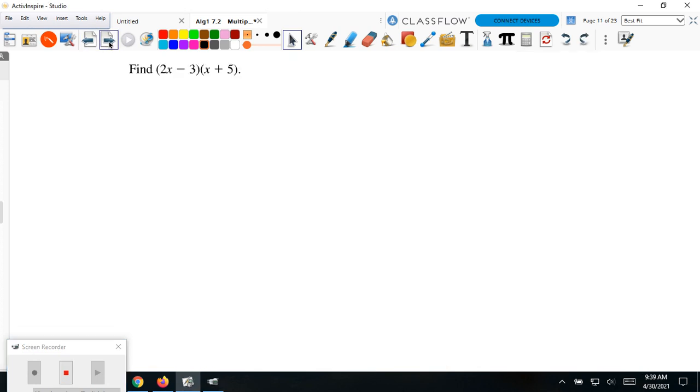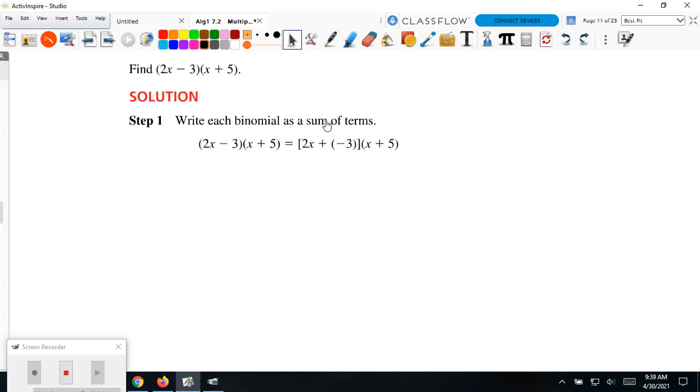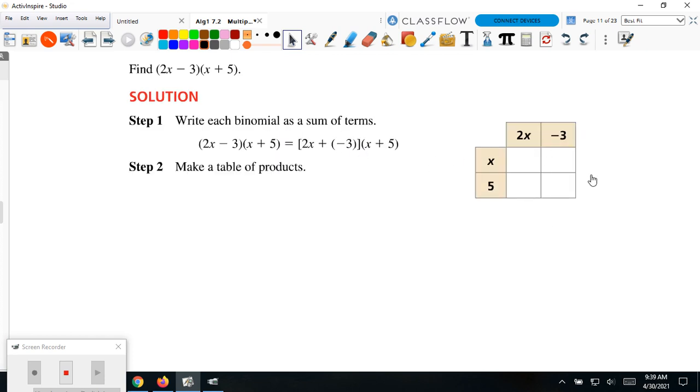So the next section is going to do the same thing. We're multiplying two binomials. Again, same problem. We're just going to be doing it a little bit different way. We're going to do it with, as you can see there in the next section, a little table. So this is our table that we're going to use.